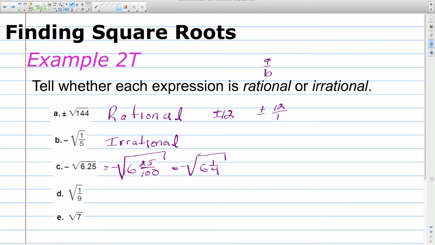And then we change that mixed number to an improper fraction, or a rational number. So that'd be the negative square root of, and that's 4 times 6 is 24, and 24 plus 1 is 25. That'd be 25 over 4. And that's going to be the negative or the opposite of whatever we get. And since we can take the square root of 25, which gives us 5, and the square root of 4, which gives us 2, since we can express it as a rational number, this thing is going to be rational.